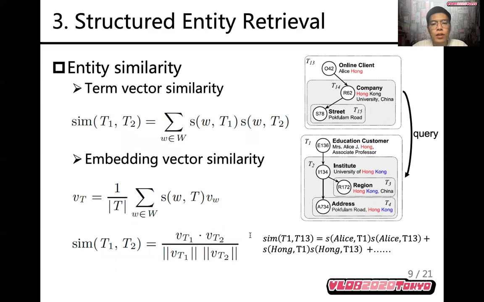Then we define two types of similarity scores between entities. The term vector similarity is calculated by adding up the product of each term score between two entities, and it is usually interpreted as the cosine of the angle between vectors. The other way is to aggregate the word embeddings weighted by term scores to form the structured entity embedding, and the similarity is evaluated by the cosine similarity between two embedding vectors.